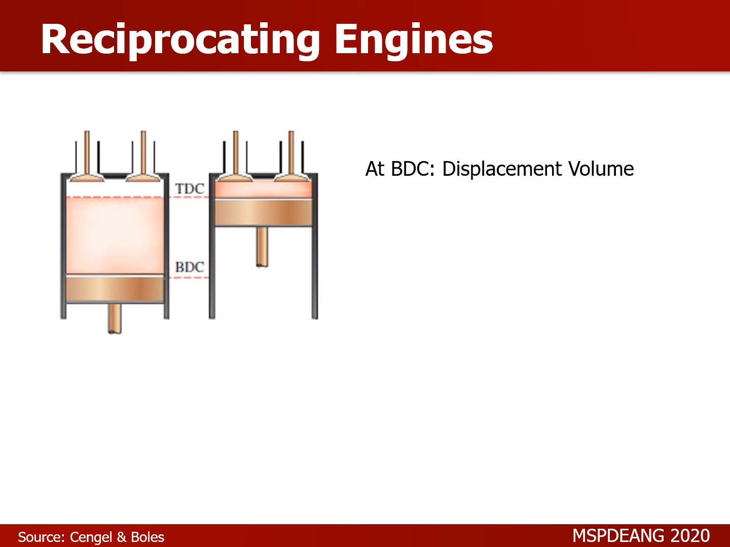So now for pistons, at the bottom dead center, where the piston is at its maximum volume, this is known as your displacement volume. And at the top dead center, this is the smallest possible volume, and this is known as your clearance volume. Okay, so the maximum possible volume of your process is located at the BDC, and the smallest amount of volume in your process is located at the TDC.